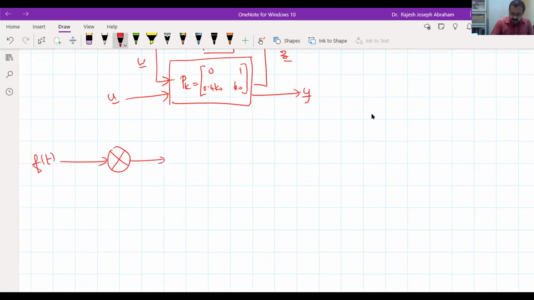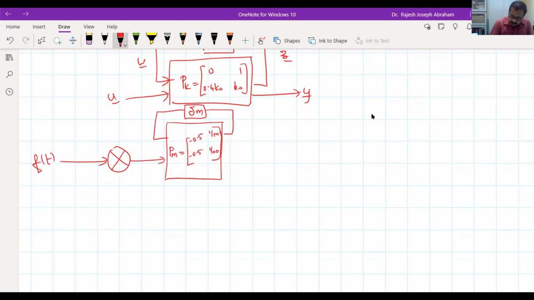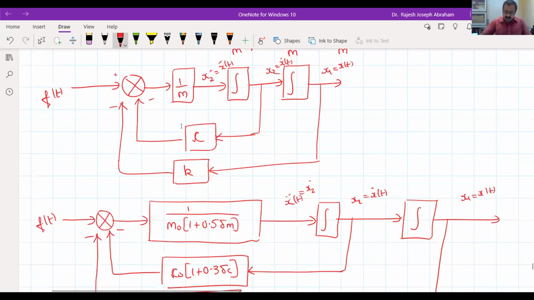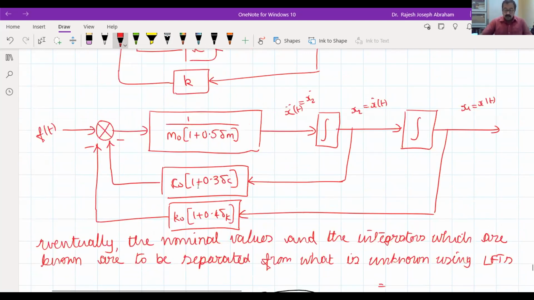Then this is our mass, nominal mass. Okay, what was that? Minus 0.5, 1 by m naught, minus 0.5, 1 by m naught. And here was our delta m block, right? So this is connected like this. Okay, no other change. Instead of representing like this, we are just representing mass, the damper, and the spring with their corresponding LFTs. No other change.